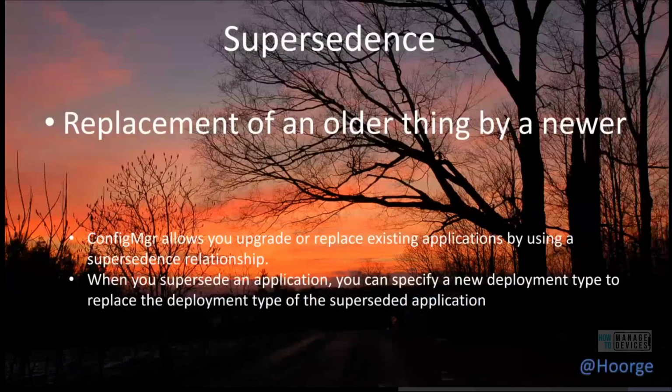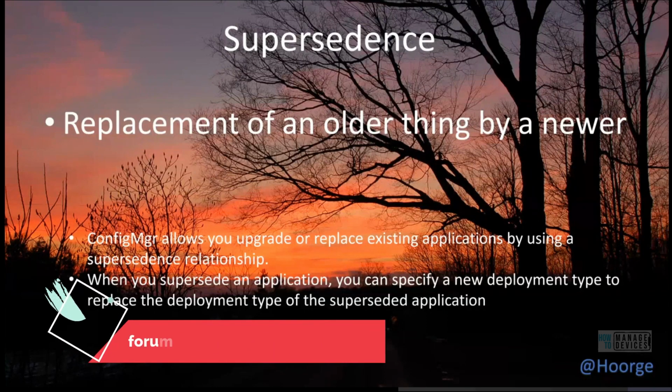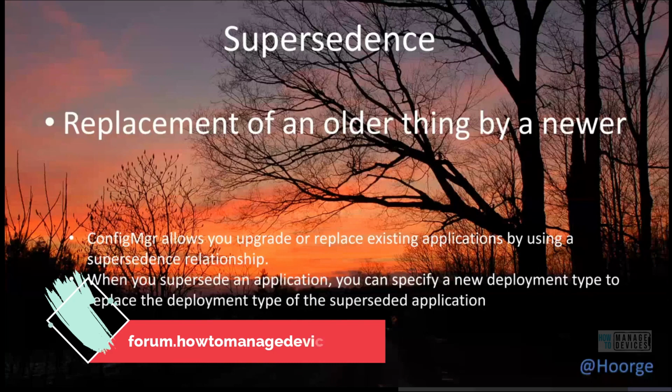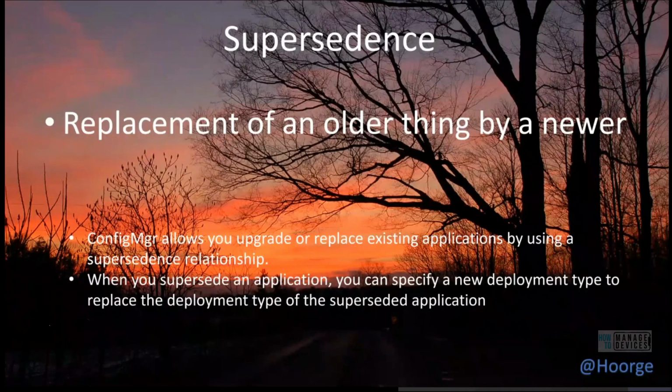So Supersedence, right? What is Supersedence? Supersedence is basically what it says here, a replacement of something that's old with something that's new. And ConfigMgr allows you to upgrade existing applications using a Supersedence relationship. Not a lot of people are aware of Supersedence. They just create an application to push it out, and then when there's a new one, they create another one and push it out. There's a way of doing it where you can actually check to see whether an application is older and then deploy a newer one to override the old one.